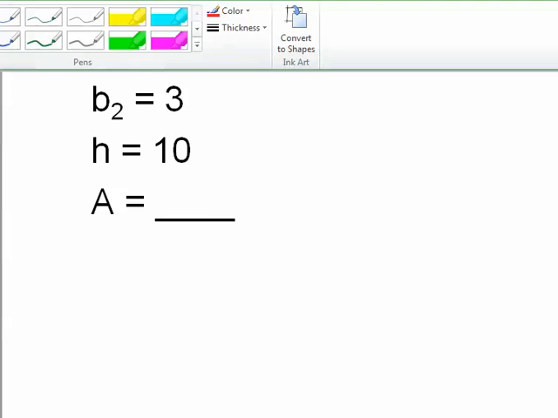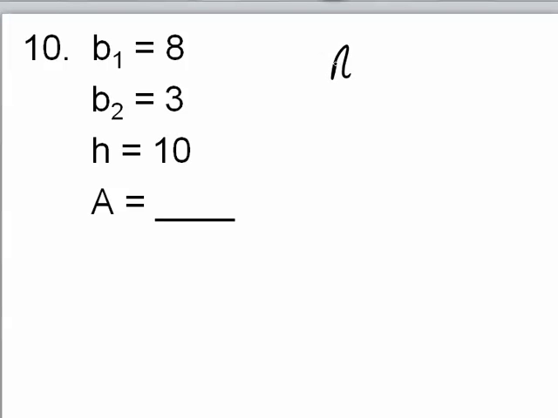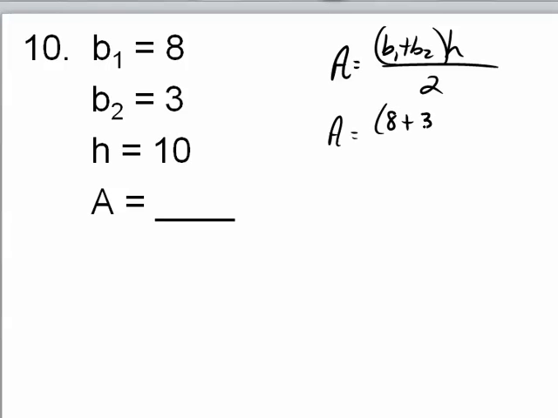So the area equals base 1 plus base 2 times height divided by 2. This time I am solving for A. I'm looking for the area. My first base is 8. The second base is 3. Those are those parallel sides that are opposite each other. The height is 10. And we're going to divide by 2.